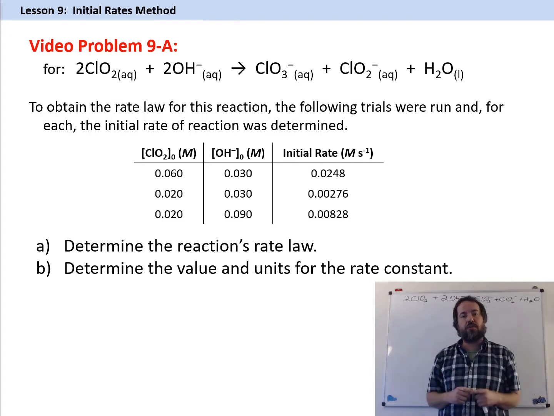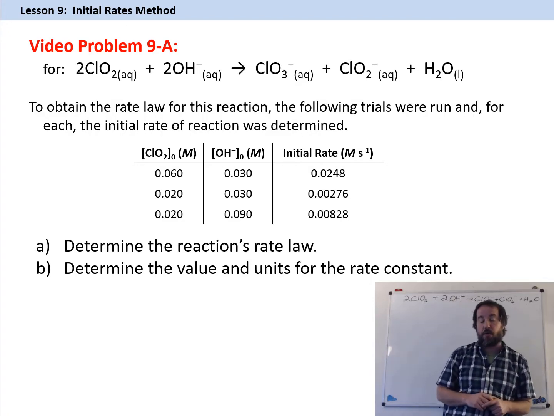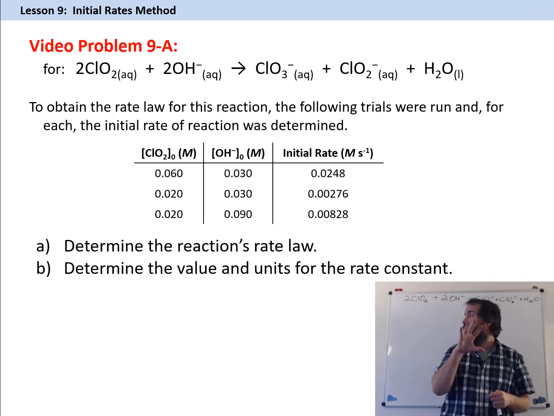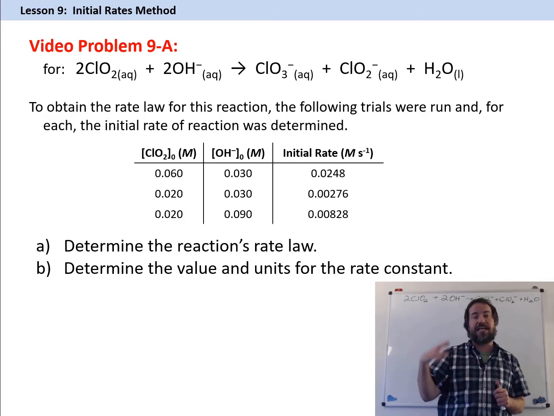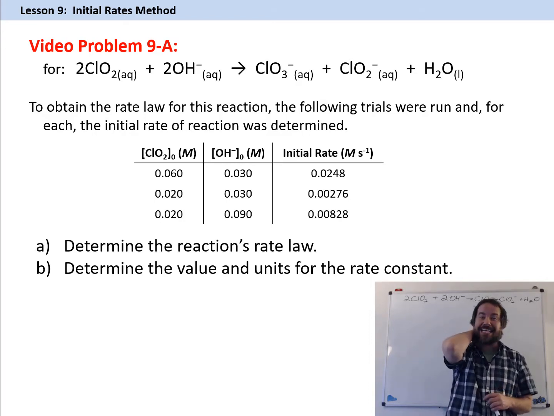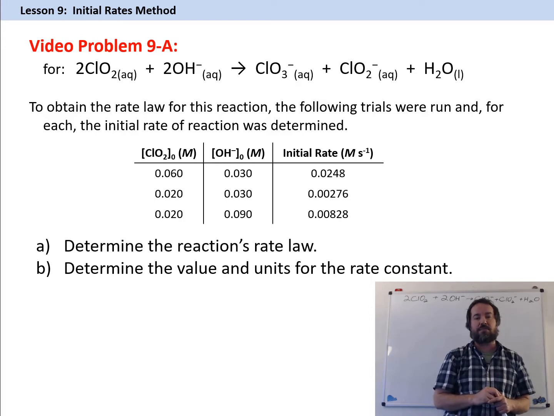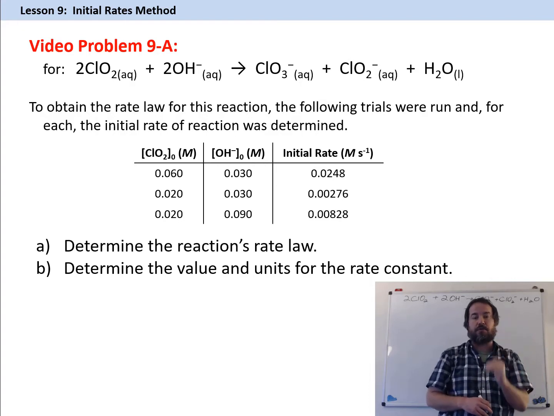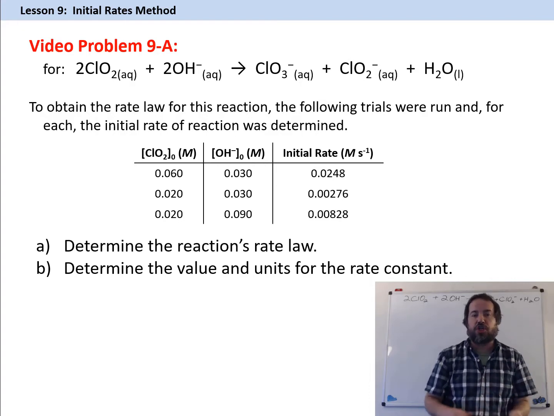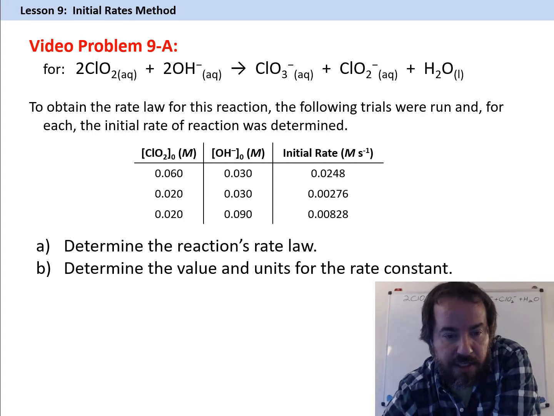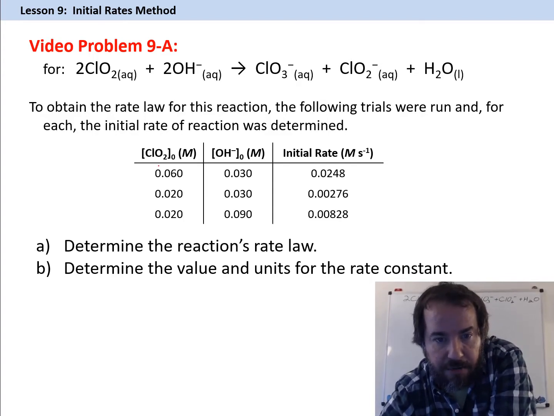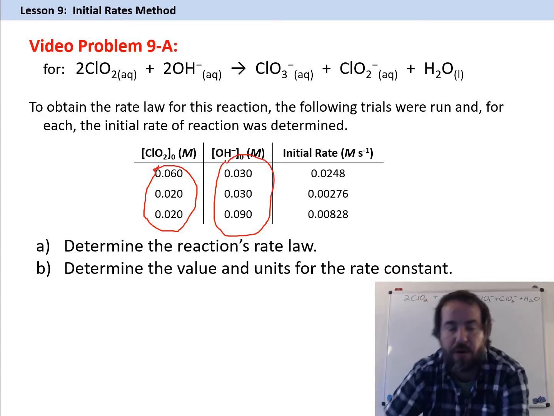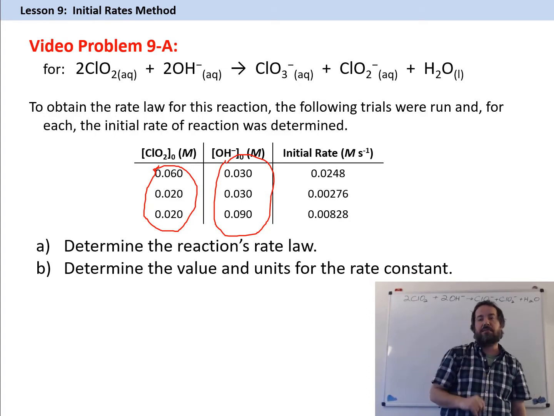Okay, we're going to use the initial rates method to figure out the rate law for a reaction. Remember, the rate law tells us how the rate or speed of a reaction is related to the concentrations of reactants. In the initial rates method, we do an experiment multiple times. Each time we change the reactant concentrations, like done here, and we figure out what happens to that initial rate. The initial rate is the speed of the reaction at the very beginning.